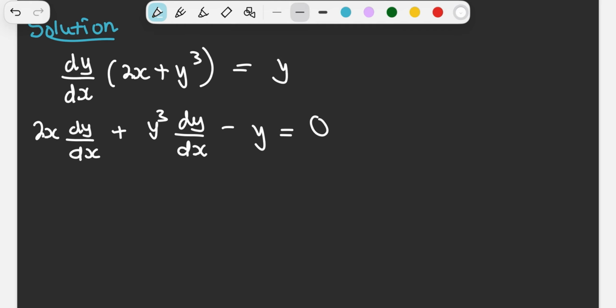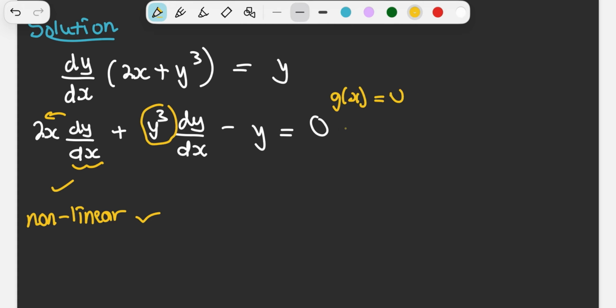Then you start looking at the coefficients of the derivatives. So dy dx has a coefficient of 2x, which is a function of x. That's good. But here, oops, we have y cubed. So by default, this is non-linear. Okay. And then is it homogeneous? You can see that g of x is equal to 0. The term that's independent of y is actually 0. So this is homogeneous, which is something that we know. So that's good.